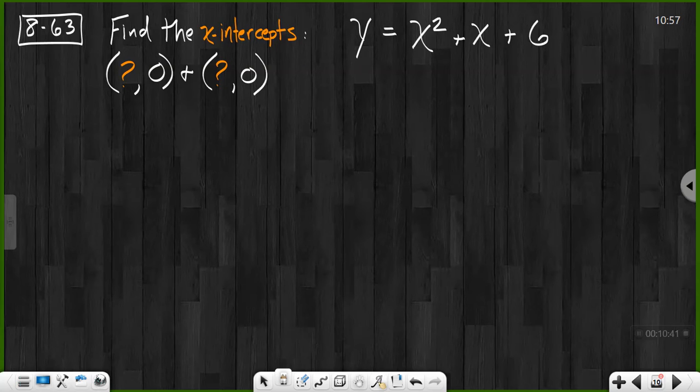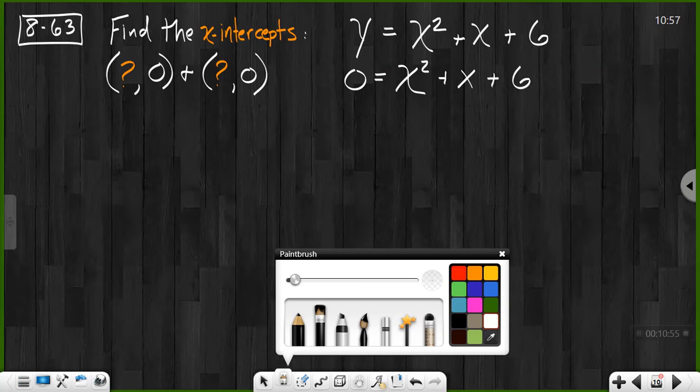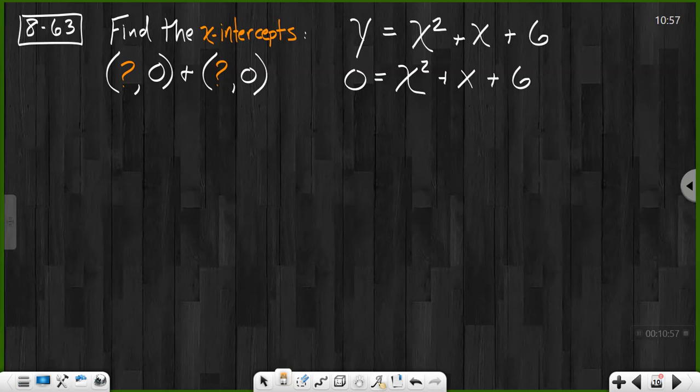Well, once again, if I'm finding the x-intercepts, I'm finding the roots, then my y value is 0. So I start off by substituting 0 in for y. Now, once I've got this, I want to go ahead and factor this. I'm actually going to do my factoring work off to the side. I know I'm looking for two groups here. Well, it's just x squared.